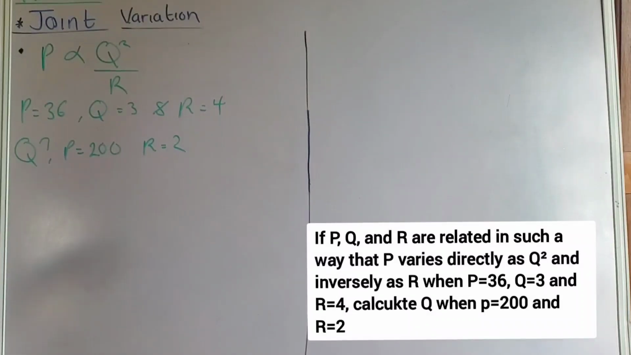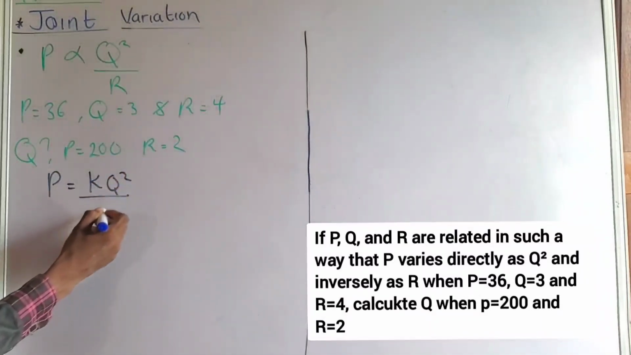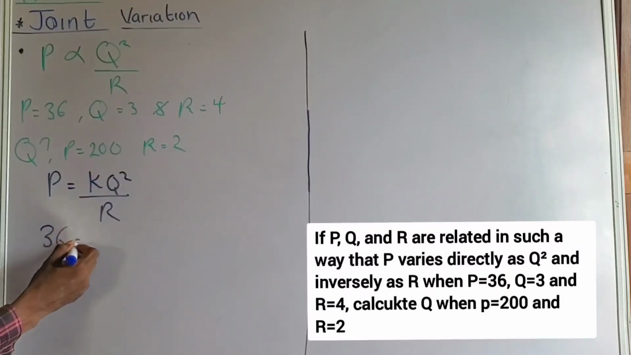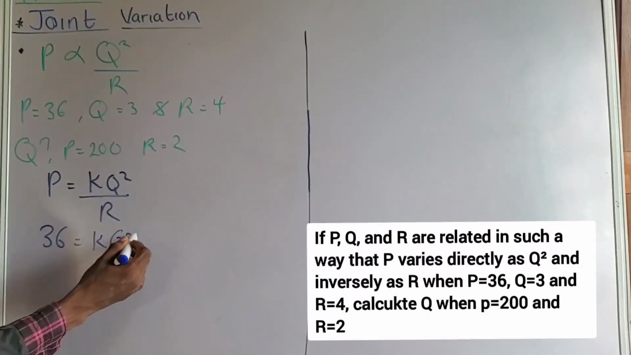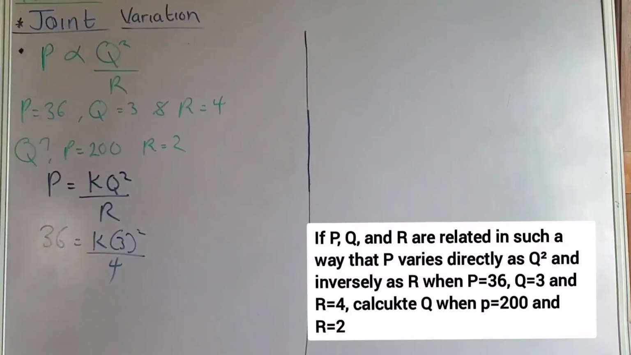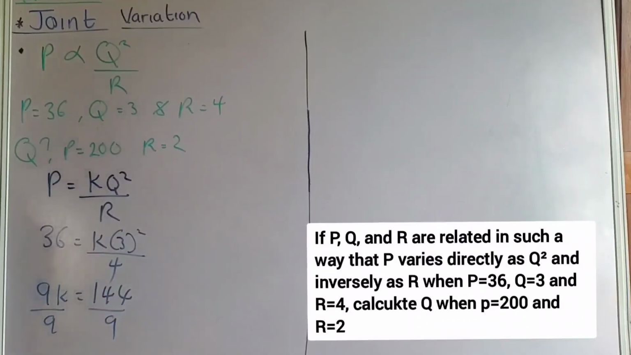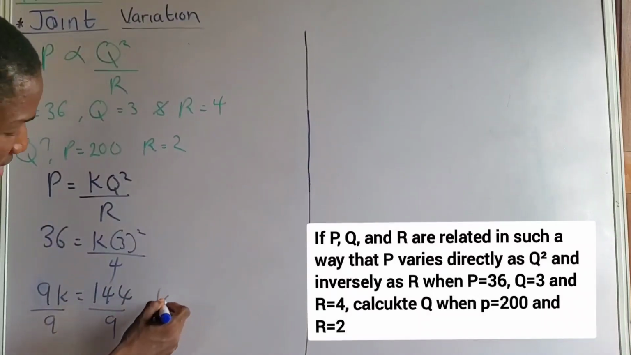Now, the first step is to change this variation sign to an equals sign by introducing a proportionality constant. So P is equal to KQ squared all over R. You understand? Okay. Now, with respect to the first values that were given, we can calculate the value of K, which is the constant. So I'm going to have 36 is equal to K times 3 squared all over 4. Now 3 squared is 9, so I'm going to have 9K is equal to 36 times 4, which is 144. This over 9 and this over 9. 144 divided by 9 is 16. So K is equal to 16.